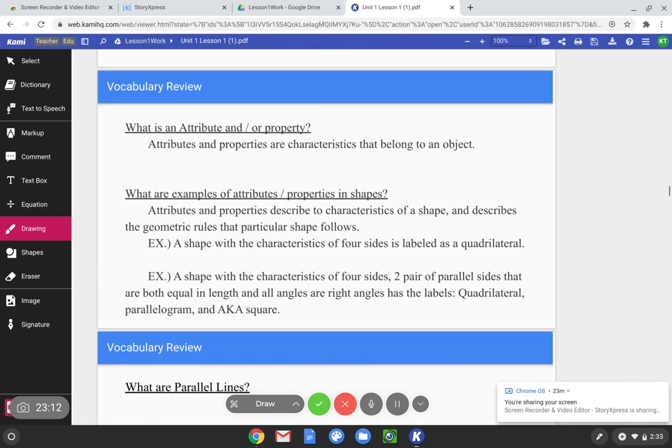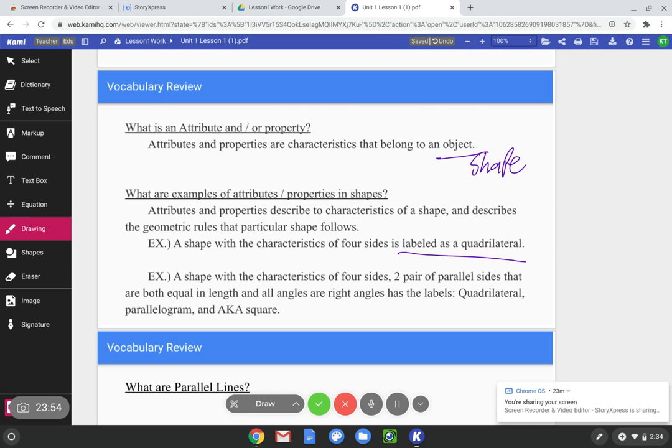An attribute or property, these are characteristics that belong to an object or shape. They're details about the shapes that we notice and helps us label them. What are examples of attributes or properties and shapes? Attributes and properties describe the characteristics of a shape, and they help describe the geometric rules that particular shapes follow. So a shape with four sides, that would be an attribute. That would be details that we notice and help us label it as a quadrilateral.